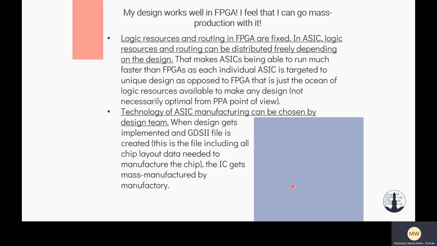Another advantage of ASIC is that the team can decide in which technology the chip can be manufactured, and when technology is selected, the ASIC tool chain is able to finally generate a GDSII file that, simply speaking, includes the chip layout information and all the data needed to manufacture the chip, and then this file is sent to the manufacturer working on the target technology, and your ASIC can be manufactured there.